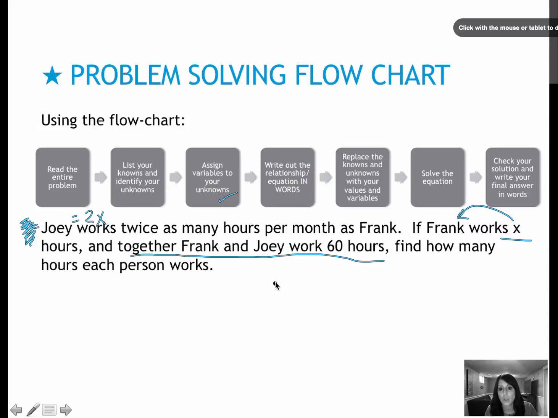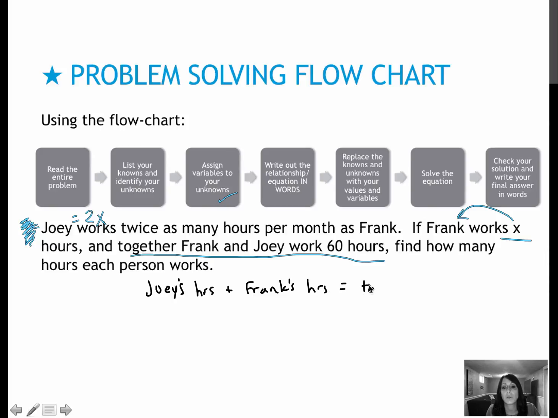Now I'm going to write the relationship in words. If I take Joey's hours plus Frank's hours, that should equal the total hours. And now I'm going to start replacing. What were Joey's hours? 2x. What were Frank's hours? X. What were the total hours? 60. And now, since I've just done this one, I'm going to solve the equation. 2x plus x is actually, remember, 3x if I combine like terms. I divide by 3 to get that x equals 20.